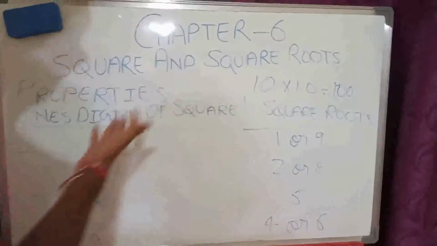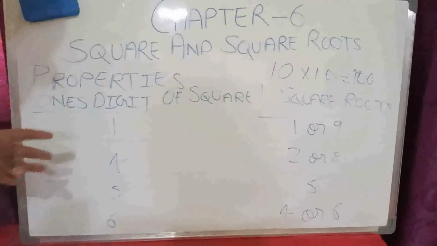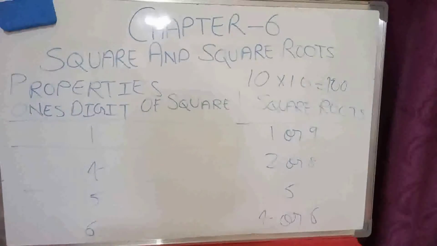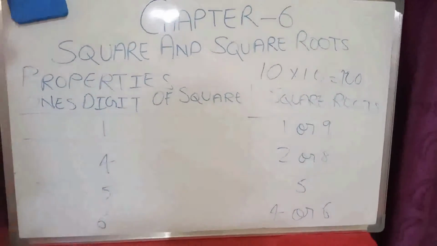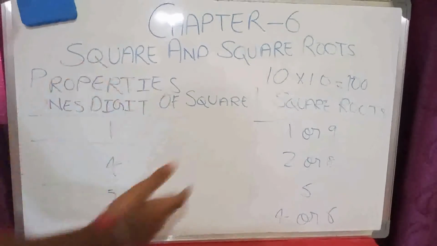As we know, 1 square will be 1 or 9 square will be 81, so it ends with 1. Now if the square ends with 4, then the number ends with 2 or 8, as we know through the properties of square. And if 5, then it ends with 5. And if the square ends with 6, then its root will end with 4 or 6.